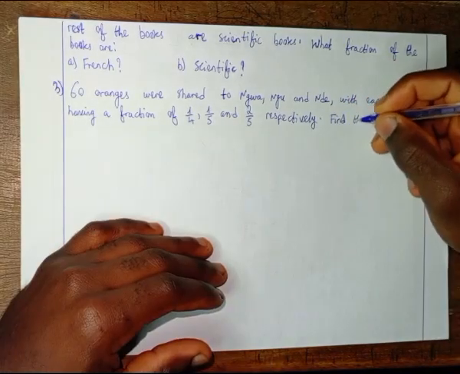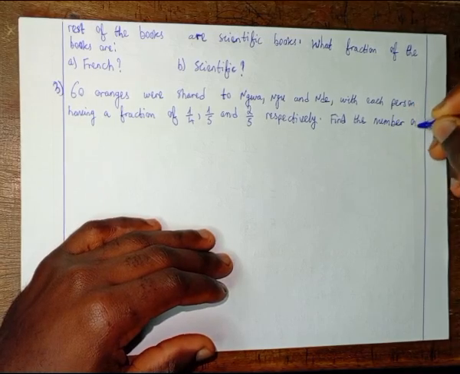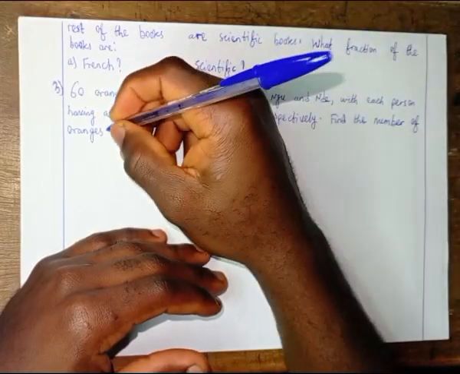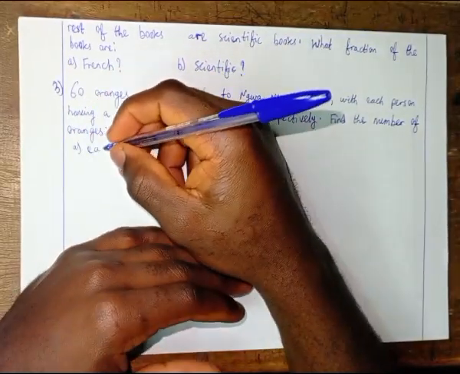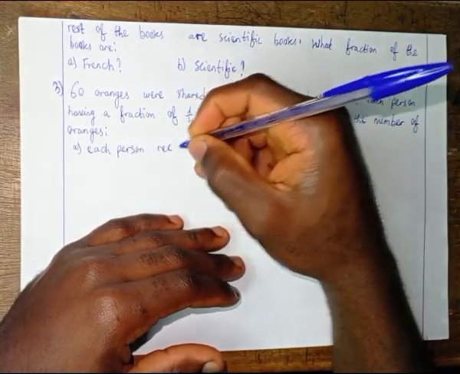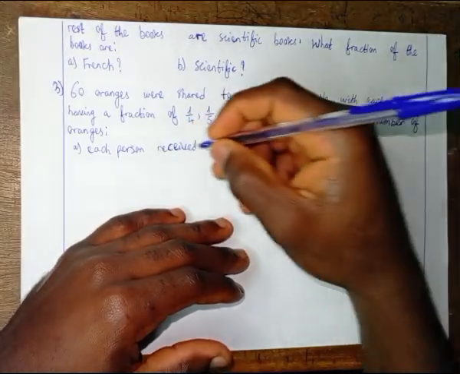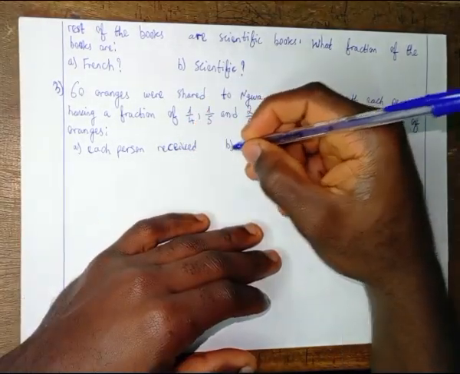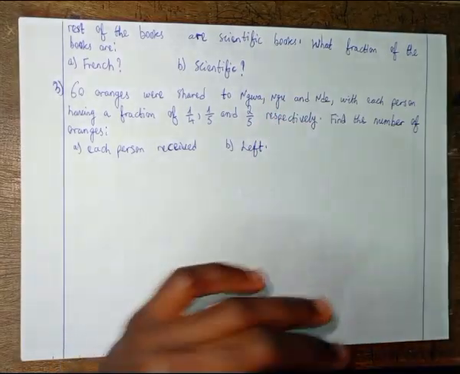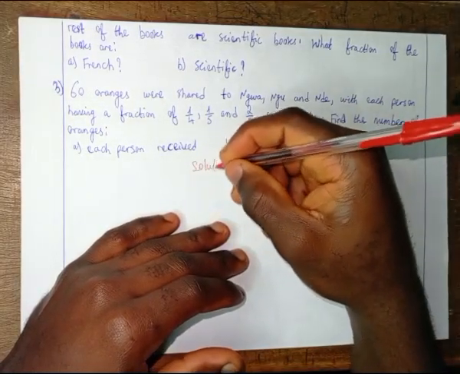Find the number of oranges. Question A, each person received. Question B, number of oranges left. We are going to answer this exercise for application. We take now solution.